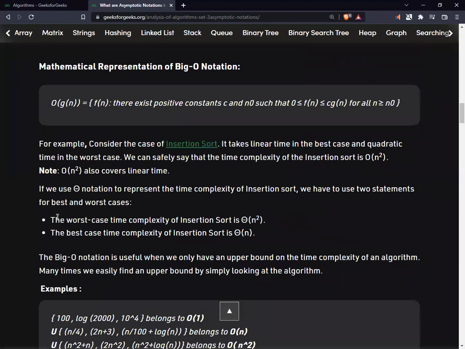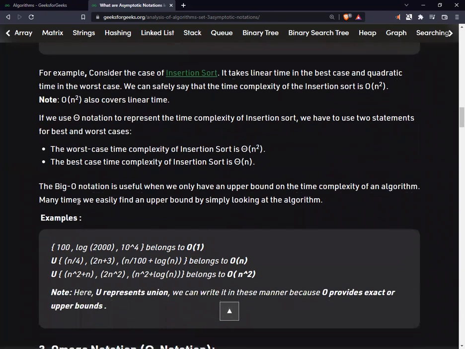For example, consider the case of insertion sort. It takes linear time in the best case and quadratic time in the worst case. We can safely say the time complexity of insertion sort is O of n square. We use O notation to represent the time complexity of insertion sort. We have used two statements for best and worst case. The worst case time complexity of insertion sort is O of n square. The best case time complexity of insertion sort is O of n.